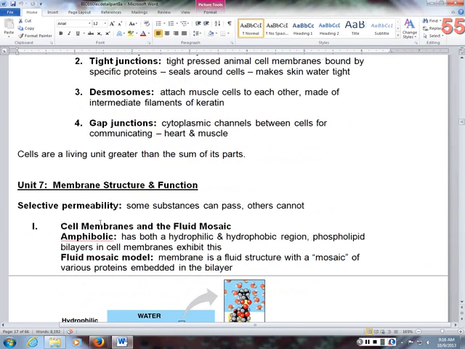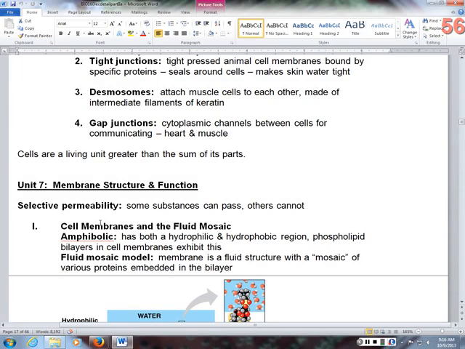The desmosomes are going to attach muscle cells to each other, and these are going to have intermediate filaments of keratin that are going to help hold them together. And then gap junctions are another type of one of these. They're a cytoplasmic channel. This is what you're going to have in your heart muscle. This is what allows all of those muscle cells to work together so that your heart can beat together as an effective pump, not having every muscle beating at its own rhythm.